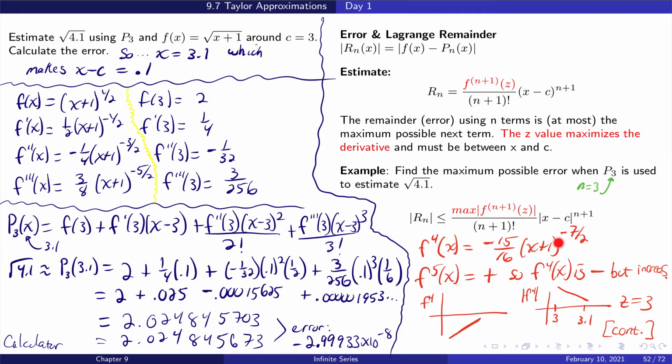Since the derivative of this fourth derivative is positive when I bring the negative 7/2 down, I get the fifth derivative. That tells me that since the fifth derivative is positive, the fourth derivative is increasing. But since the fourth derivative is negative everywhere, that means it's increasing but negative. So a sketch of the fourth derivative is right here. It's increasing because the fifth derivative is positive, but it's also negative. So the maximum of the absolute value of that, when I take this quantity here and take the absolute value, I now have a decreasing function, and that tells me the maximum occurs when I plug in 3. So I'm going to use 3 as my z, and that's going to maximize this quantity here.